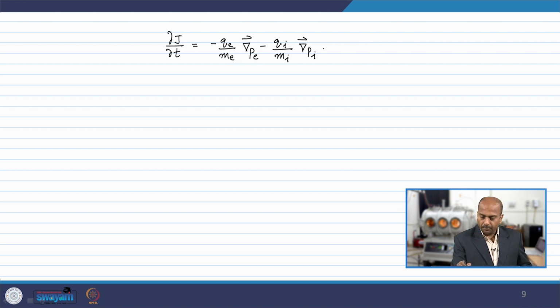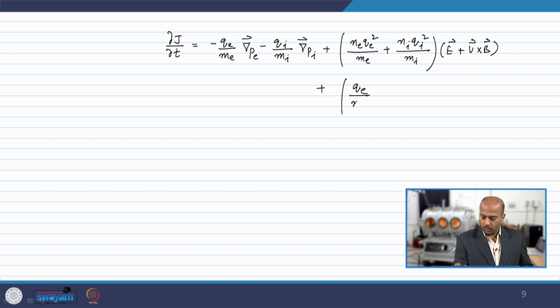So using these two factors in this equation, we can write it as ∂J/∂t, because you see the left hand side has the current density. ∂J/∂t is equals to minus Qe by Me times del Pe minus Qi by Mi times del Pi plus (NeQe square by Me plus NiQi square by Mi) times (E plus U cross B) plus (Qe by Me plus Qi by Mi) times J cross B.